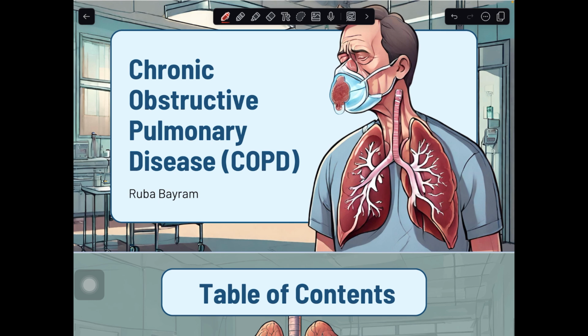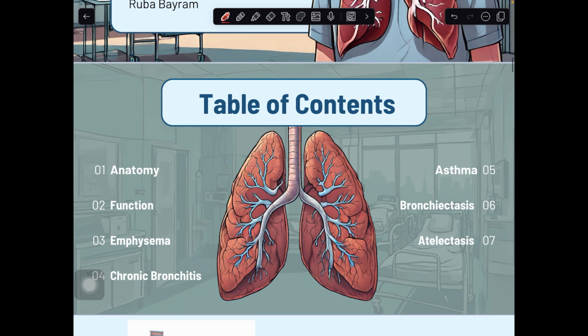I will be explaining chronic obstructive pulmonary disease, or COPD, the pathophysiology of it mainly. In this video, I'll be talking about the anatomy and function of the respiratory system in general. Then we'll look at emphysema and chronic bronchitis, which together form COPD, and then we'll look at other obstructive disorders such as asthma, bronchiectasis, and atelectasis.